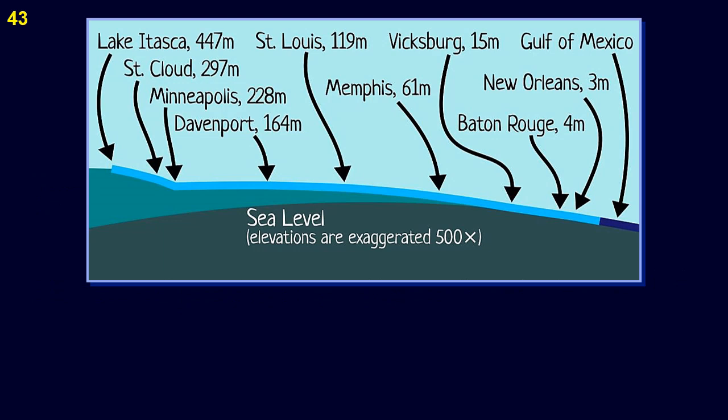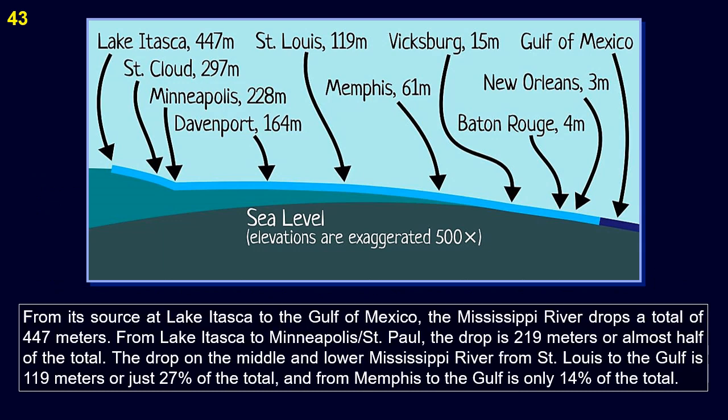From its source at Lake Itasca to the Gulf of Mexico, the Mississippi River drops a total of 447 meters. From Lake Itasca to Minneapolis-St. Paul, the drop is 219 meters, or almost half of the total. The drop on the middle and lower Mississippi River from St. Louis to the Gulf is 119 meters, or just 27% of the total, and from Memphis to the Gulf is only 14% of the total.